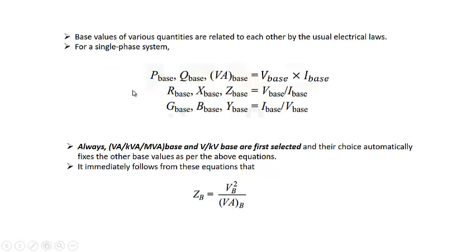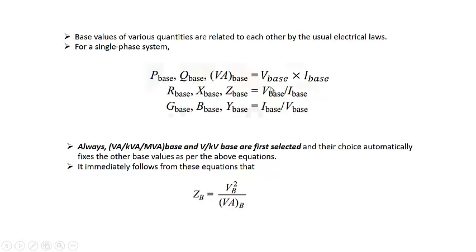For a single phase system, P base, Q base or VA base will be related by V base into I base. Actually, this should be the value of this VA base. Then Q base and P base will be multiplied by the power factor to get the P base, and Q base will also be multiplied by, sorry, not power factor, sine of theta. So R base, X base, Z base will be calculated as V base by I base. So G base, B base, and Y base as I base by V base.